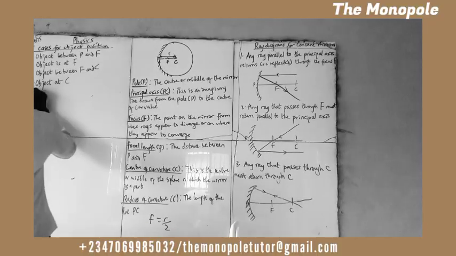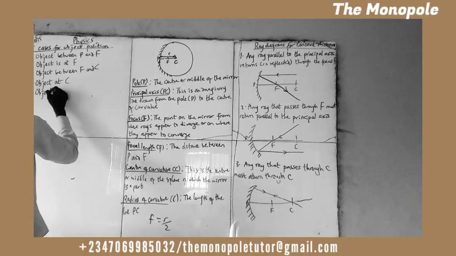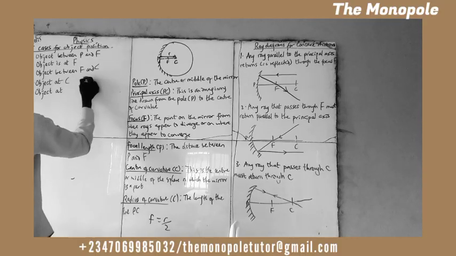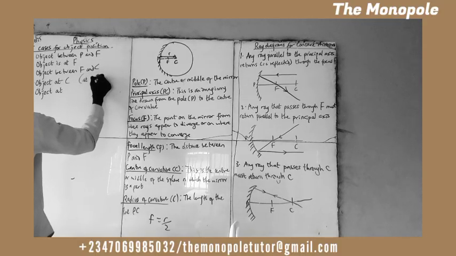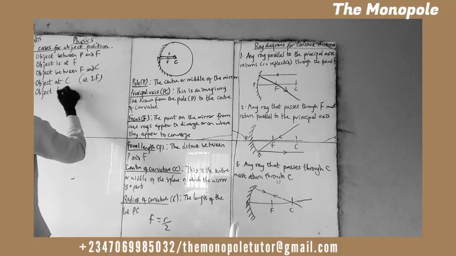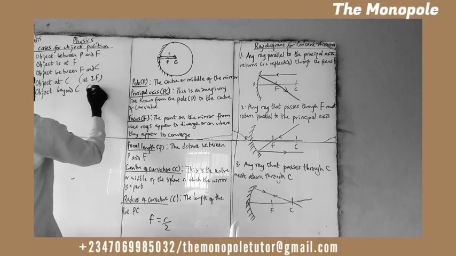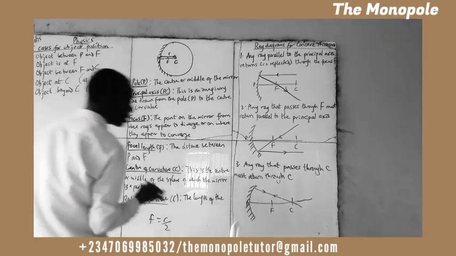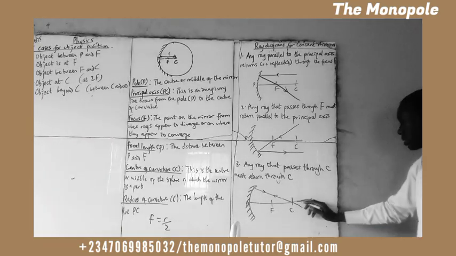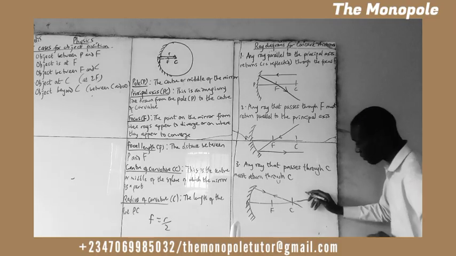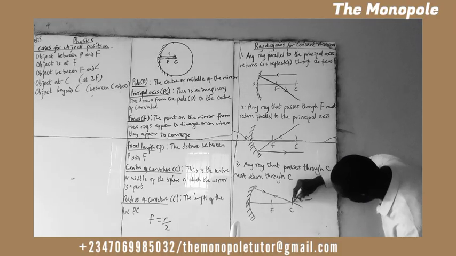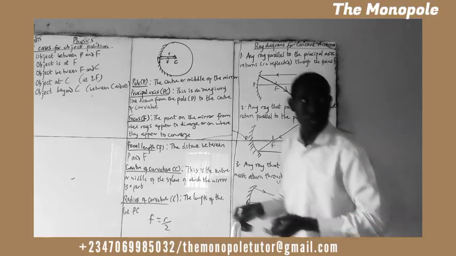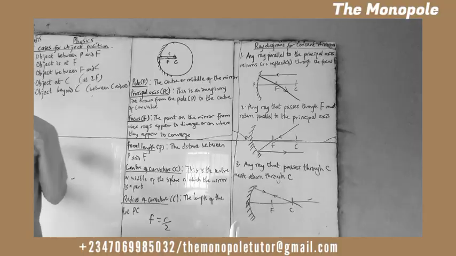Then the last one is when the object is at 2F, sorry, C is also the same thing as 2F. And this one is when the object is beyond C, that is between C and infinity. If the object is between C and infinity, it is beyond C, what images are going to be formed? So let's start from the very first one.